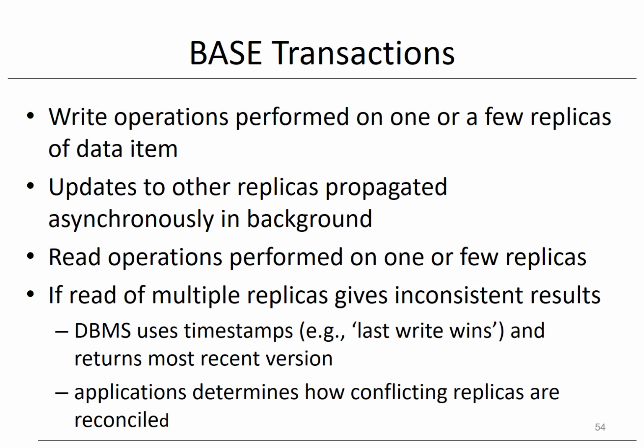If a read operation involves multiple replicas, these may not necessarily be consistent with one another. There are different options to resolve such inconsistencies. The DBMS contains rules to resolve conflicts before returning the retrieved data to the application. This often involves the use of timestamps, such as last write wins, which means that the most recently written version is returned. Alternatively, the burden of conflict resolution is shifted from the DBMS to the application. Here, the business logic can determine how conflicting replicas of the same data item can be reconciled.